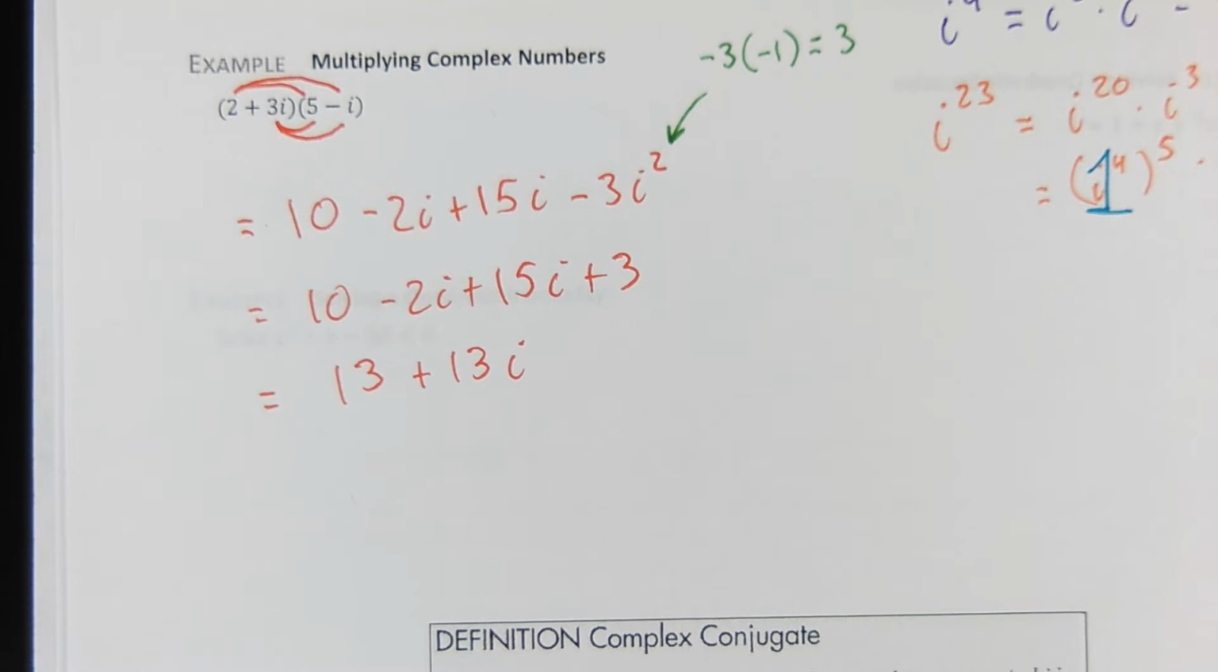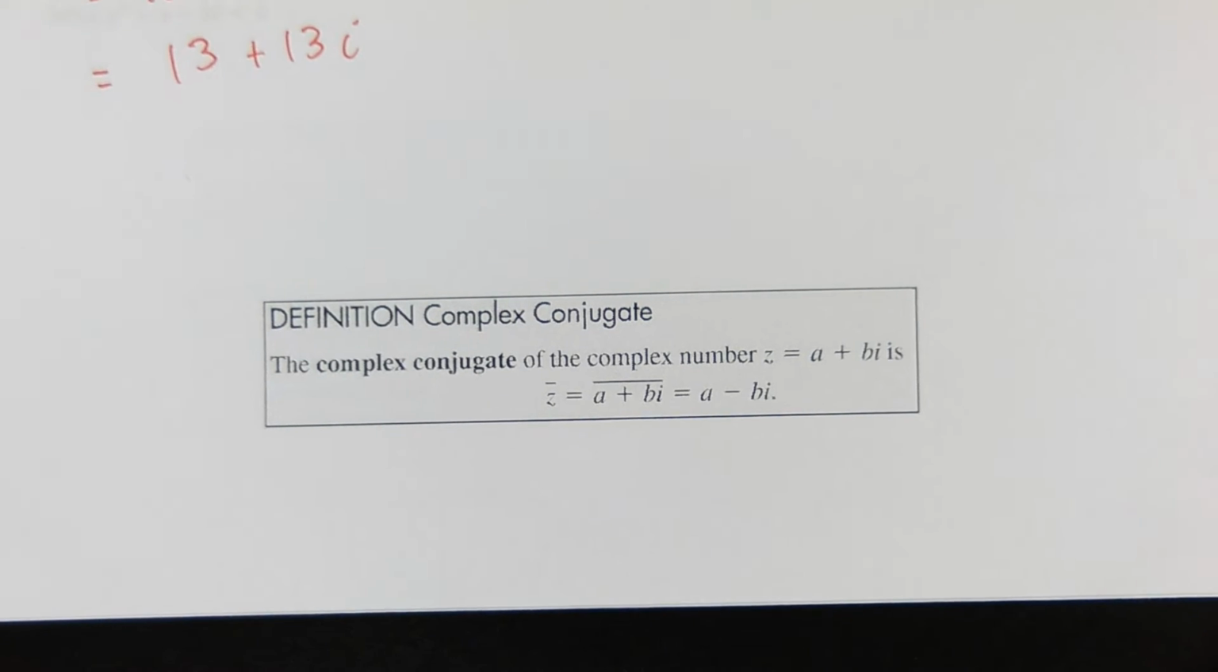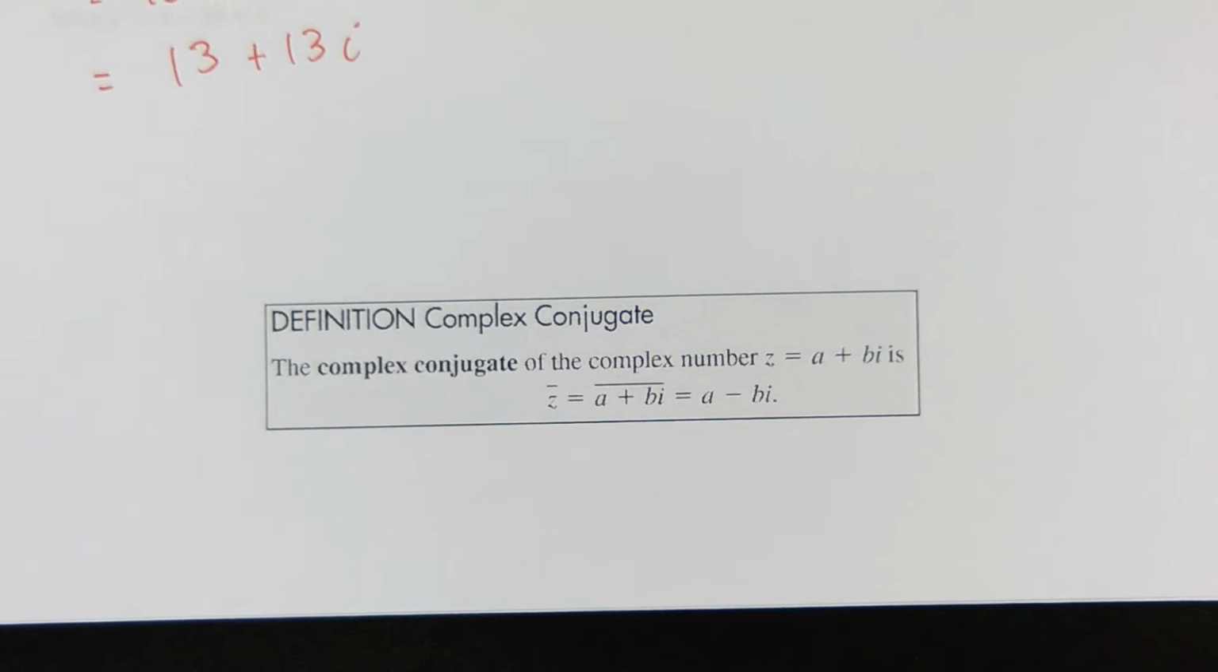Okay. Well, that leaves the last type of arithmetic, and that would be division. But before we can talk about dividing complex numbers, we have to talk about the complex conjugate. More specifically, in general, just what a conjugate is.